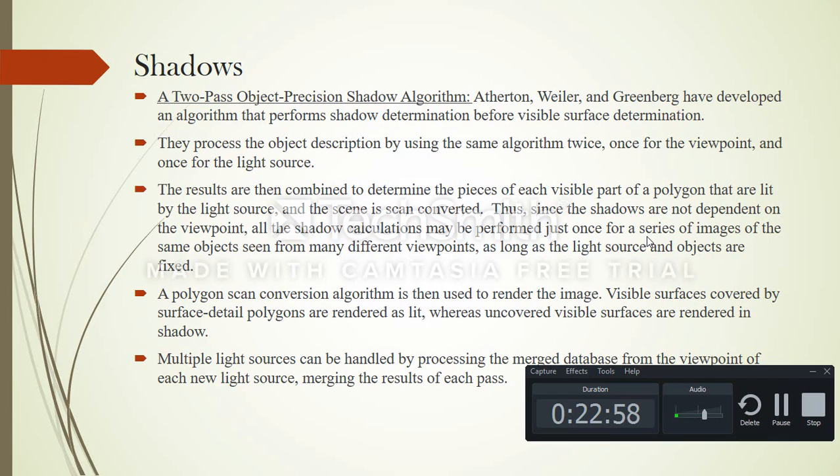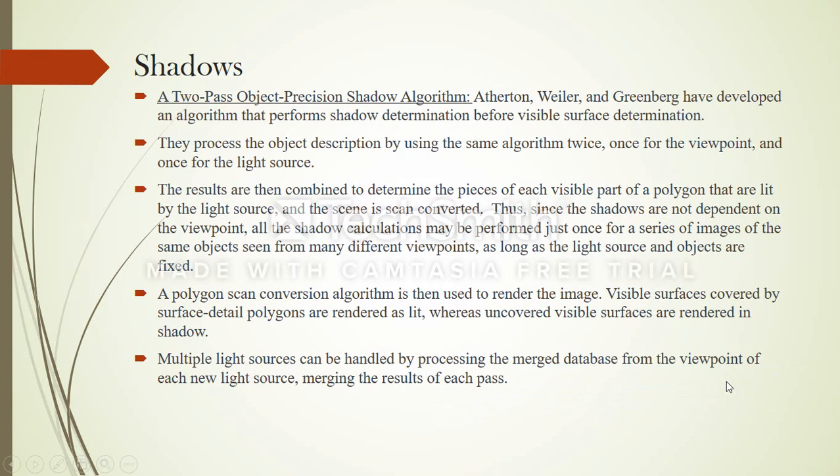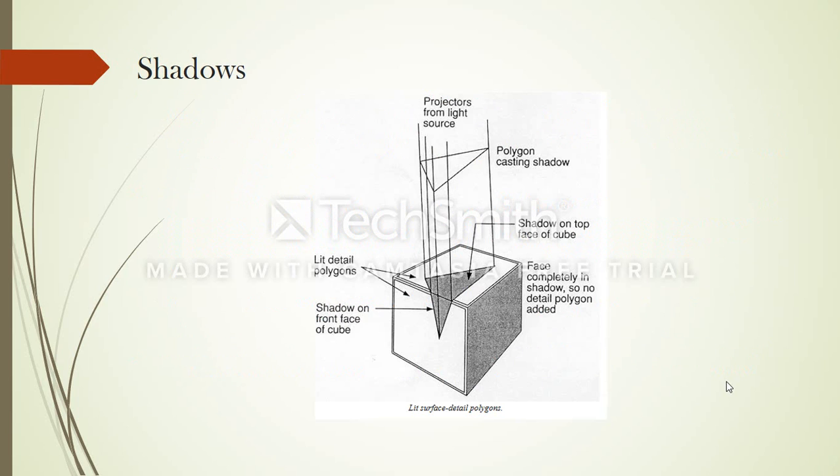Thus, since the shadows are not dependent on the viewpoint, all the shadow calculations may be performed just once for a series of images of the same object seen from many different viewpoints, as long as the light sources and the objects are fixed. Multiple light sources can be handled by processing the merged databases from the viewpoint of each new light source, merging the result of each pass. Here is the diagram.